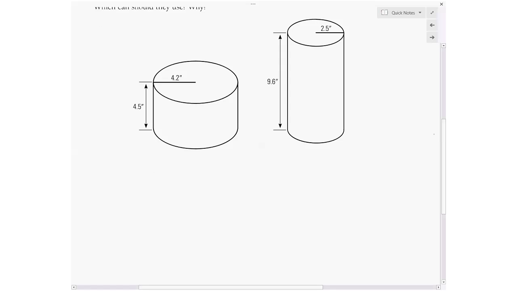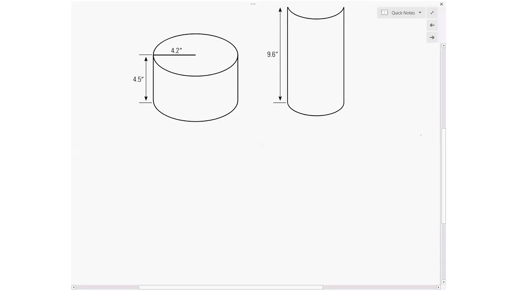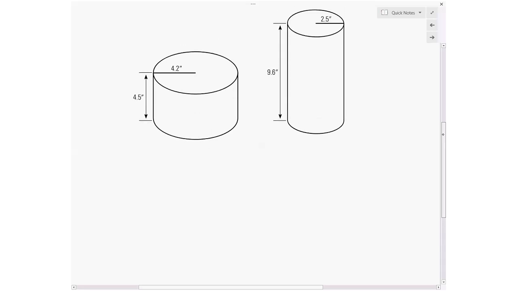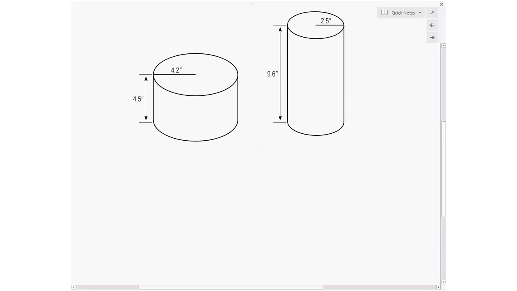So first of all, let's look at this can here. Oops, I'll move that up just a bit. There we go. So let's look at this can here. We've got kind of three pieces. There's the top piece here. There's the bottom piece down here. And then there's the side that goes all the way around. Now the top and the bottom, those are just circles.